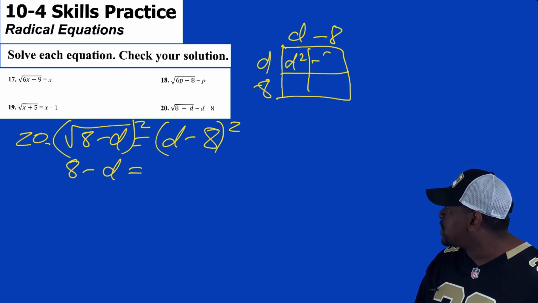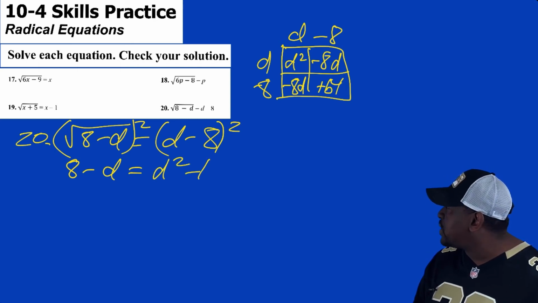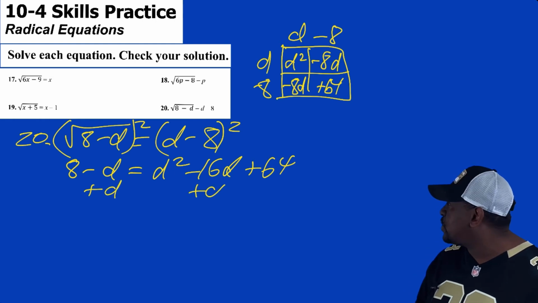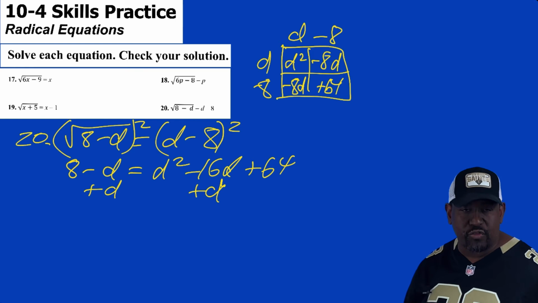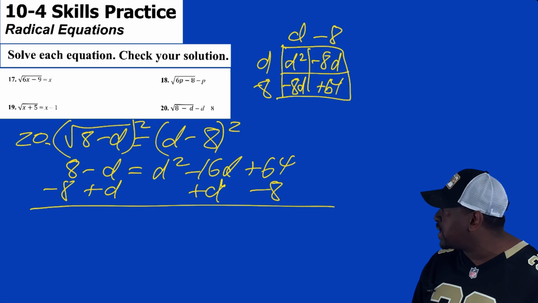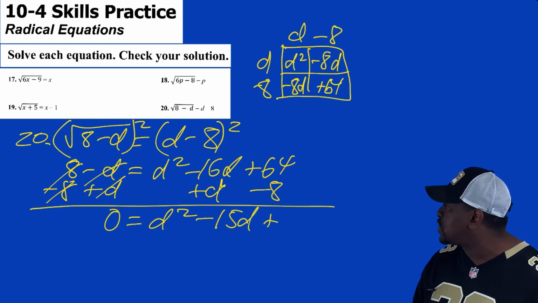You label your box, and it gives you 4 products. d times d is d squared, d times negative 8 is negative 8d, d times negative 8 is negative 8d, and negative 8 times negative 8 is positive 64. When you combine the like terms, the negative 8d's, you're left with d squared minus 16d plus 64. Now you have a quadratic, so you want one side equal to 0. You add d to both sides to get rid of negative d. Now subtract 8 from both sides to get rid of the 8, making the left side 0. The resulting polynomial will be d squared minus 15d plus 56.